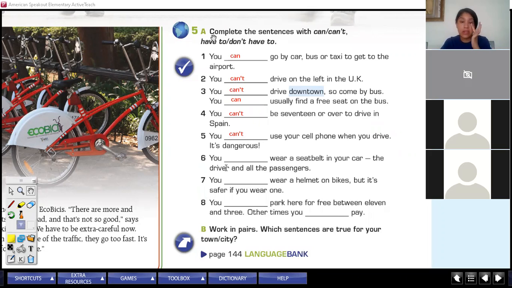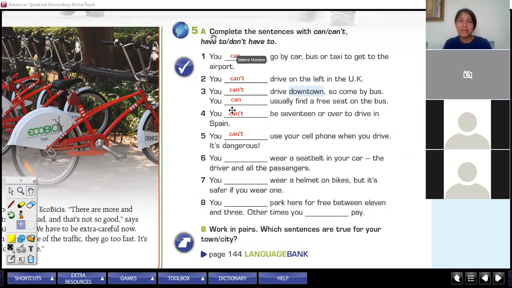Number six, you wear a seatbelt in your car, the driver and all the passengers. Can. Wait, give me a second. It's because, never mind. It's because my bar of Zoom didn't let me see that you can also use have to or don't have to. And I was like, it doesn't make that much sense to say can or can't. So never mind. We're gonna make some corrections.